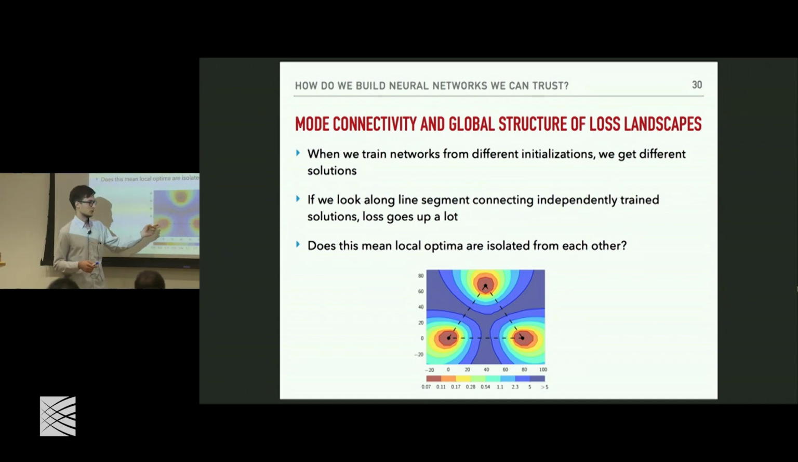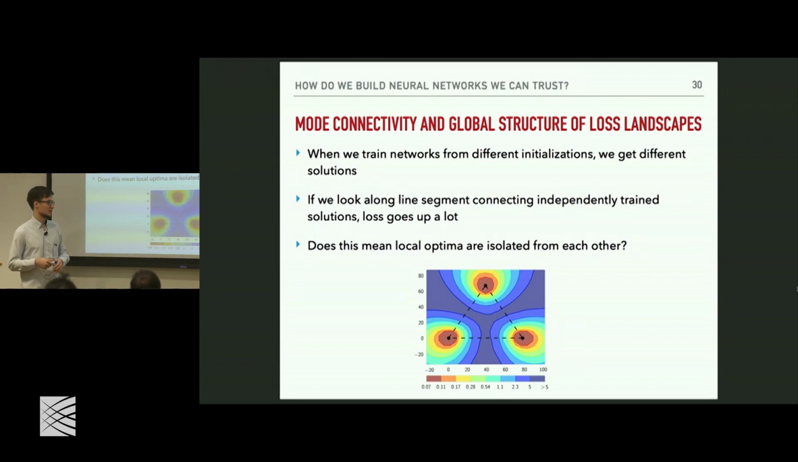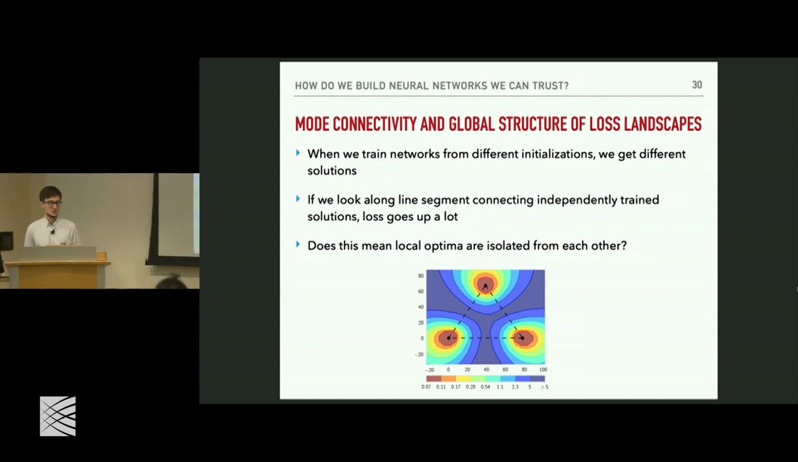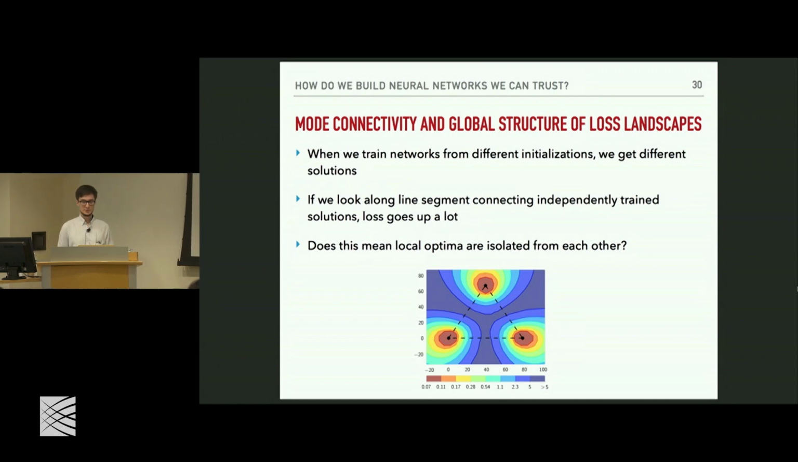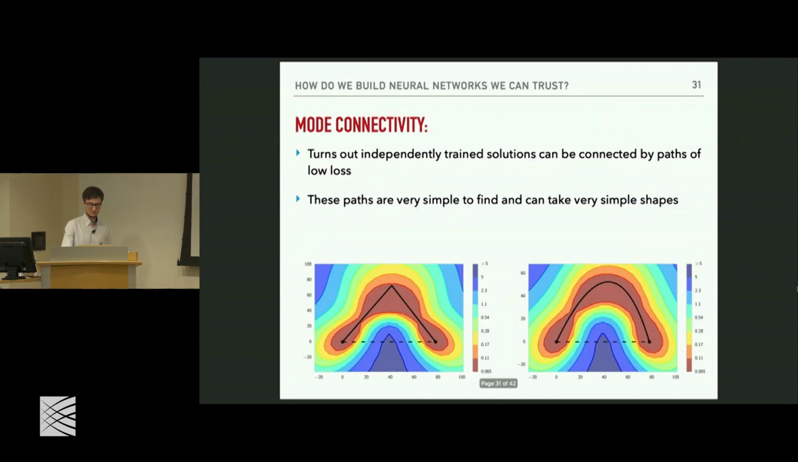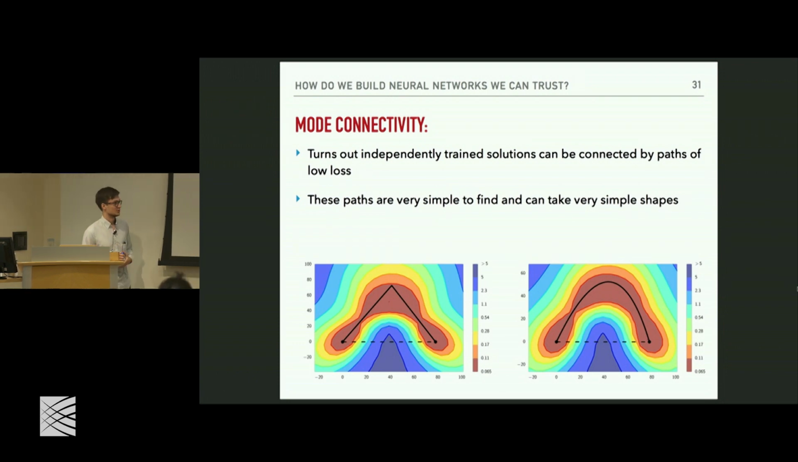So if you just directly go from one solution to the other, the loss increases a lot. A point here is completely useless for classification. For the problems that we are trying to solve, it doesn't do any better than a randomly initialized network. But what we found in our work with Andrew and Timur, who is here in the audience actually, is that this is just because of the way we are visualizing. It's possible to find connections between different modes such that the loss remains very low along the connections.